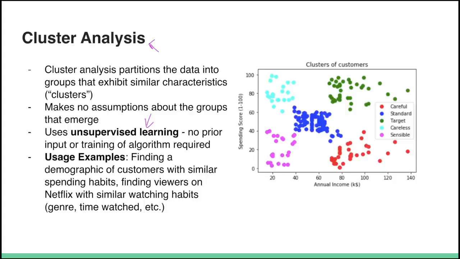Now, some usage examples include finding a demographic of customers with similar spending habits, and also finding viewers in Netflix with similar watching habits and recommending stuff to them. So cluster analysis basically just divides our data points into groups.